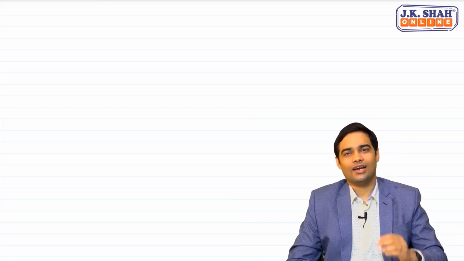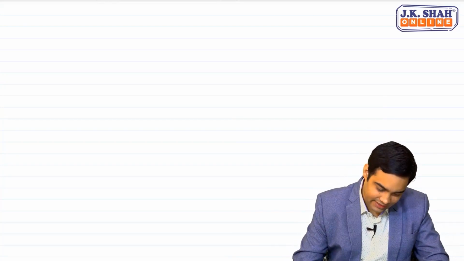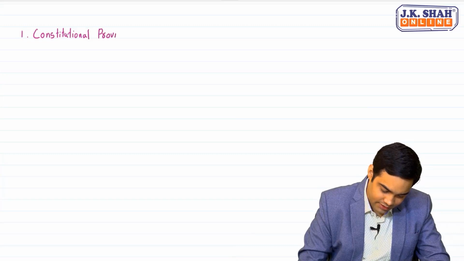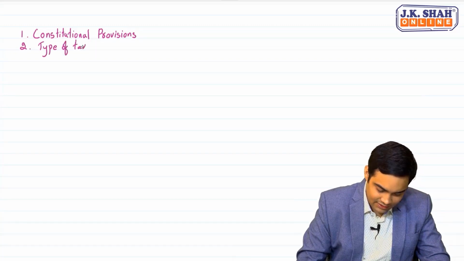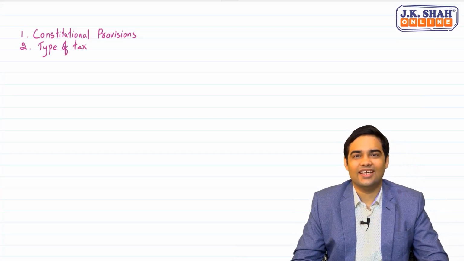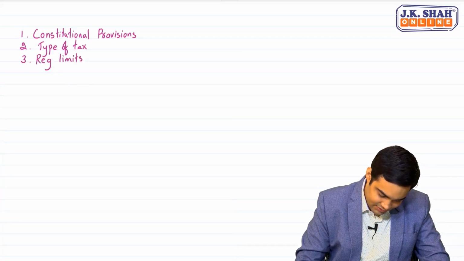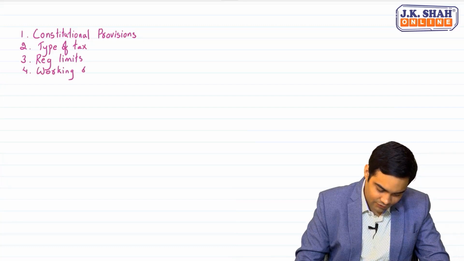In this video, we are going to discuss the following points. The first point which we are going to focus on is constitutional provisions based on which GST was introduced. Thereafter, we would be moving towards the type of tax, C plus S, C plus UT, IGST. Then we would be moving to the registration limits. Then we would be focusing on working of input tax credit.